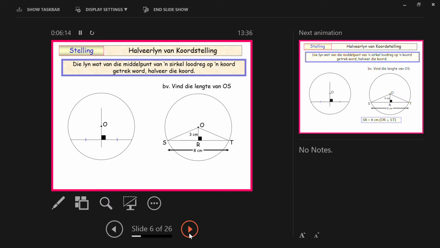Hulle sê vir jou ST is 8 centimeter and OR is 3 centimeters. Now, because of that rule, that we know that a line from the midpoint perpendicular to the chord will bisect that chord. It means that RS gaan wees 4 centimeter.